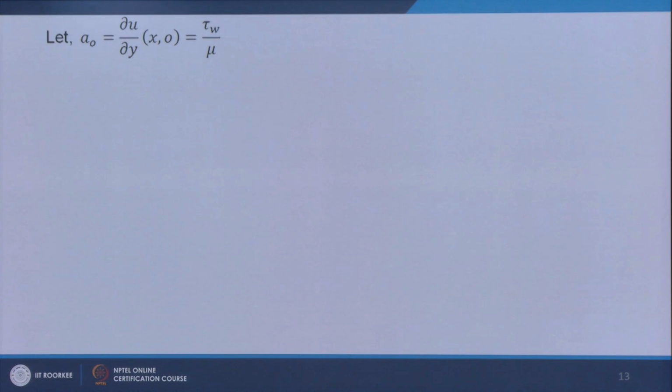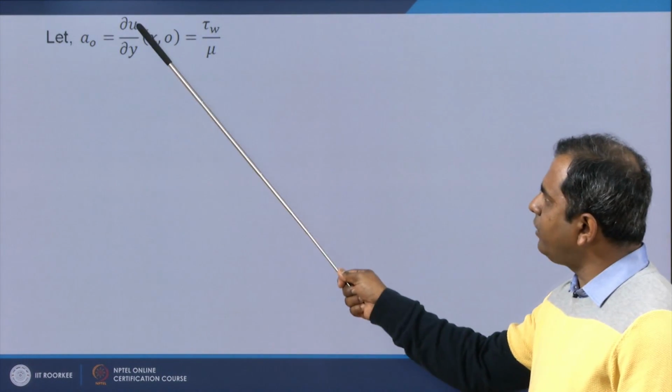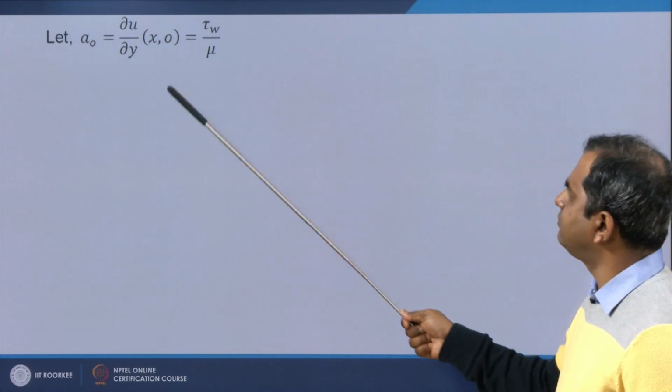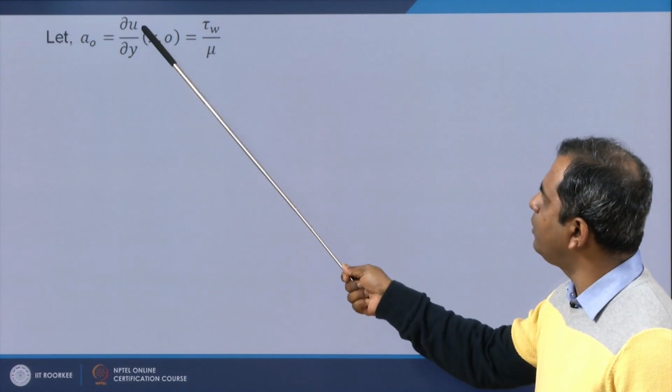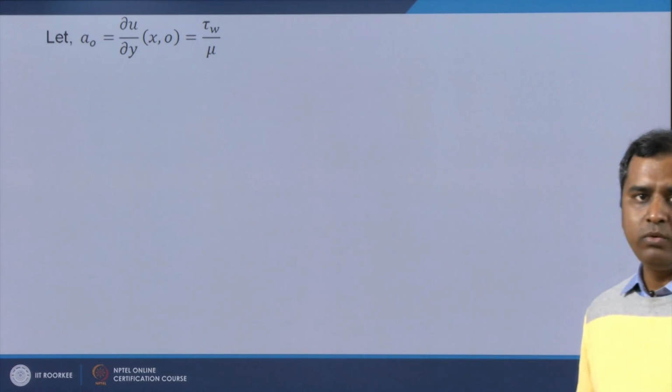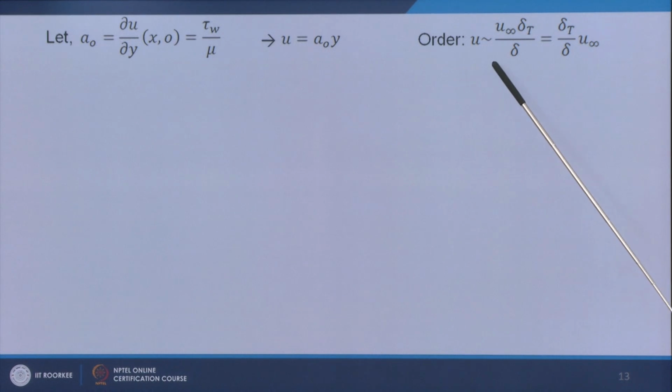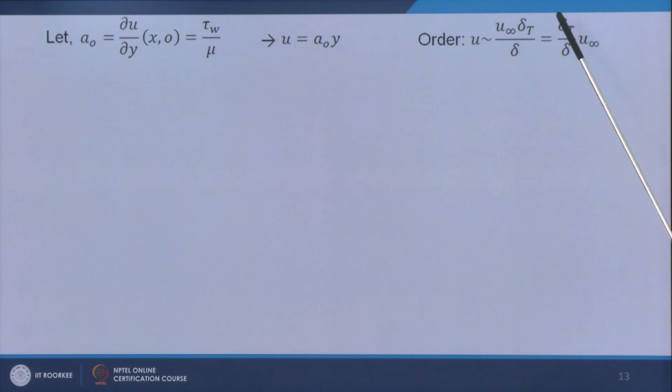Okay. Now let us take ∂U/∂Y equals A naught. From fluid mechanics we know this ∂U/∂Y is nothing but τ_w by μ, where τ_w is the wall shear stress. So we can write U equals A naught into Y. And finally, if we try to find out the order of U, it is nothing but U infinity into δ_T by δ, and here δ_T by δ is the ratio between the thermal boundary layer thickness and the velocity boundary layer thickness.